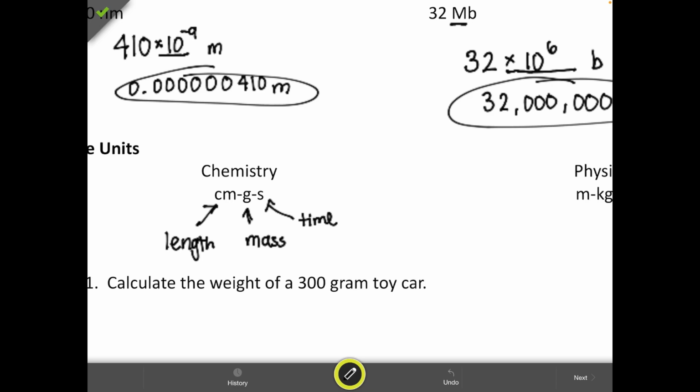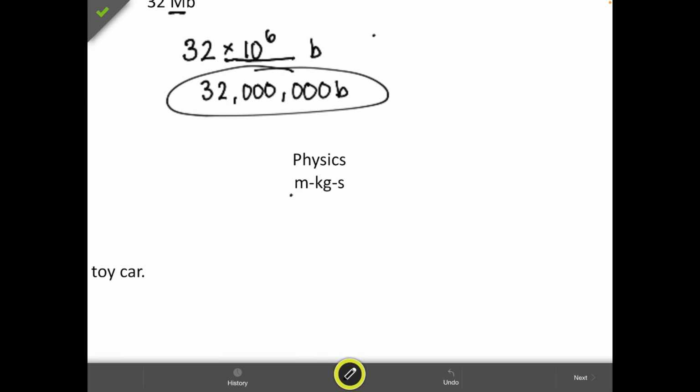If it was a problem given in kilograms of mass, I'd have to convert it to grams to use any of the chemistry equations. Similarly, in physics, if I'm given something in centimeters of length, I need to convert that to meters. Physics deals with much bigger quantities, like the mass of a car, which I would measure in kilograms.